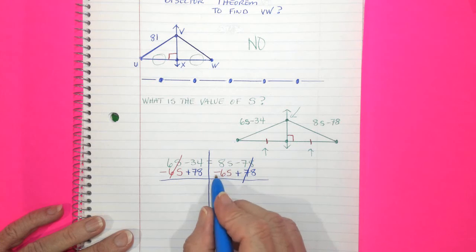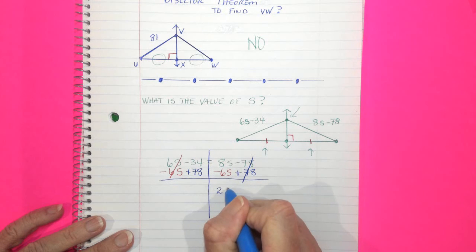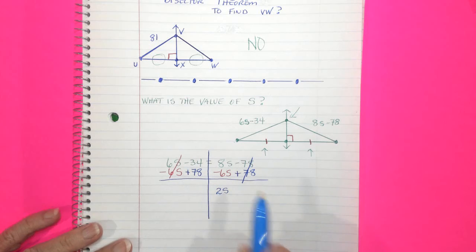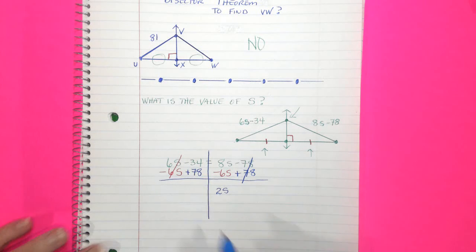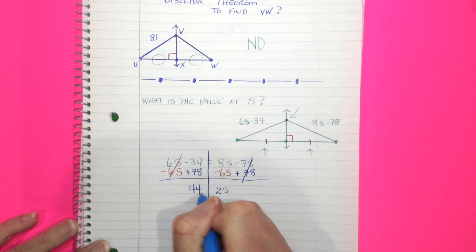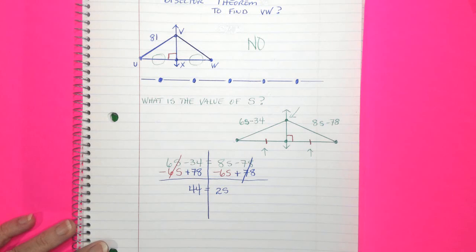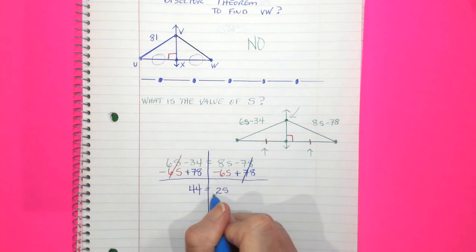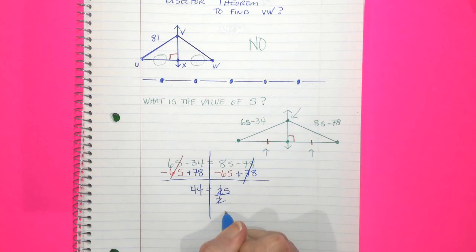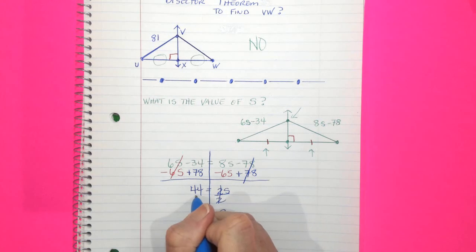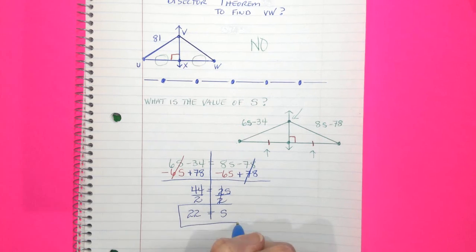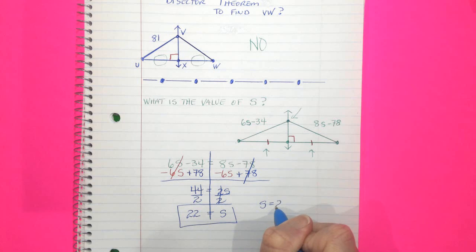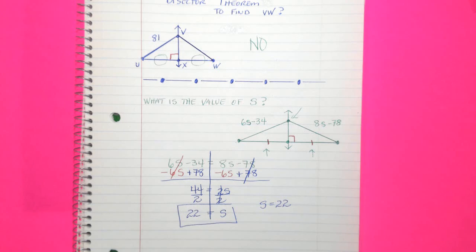8s minus 6s will give you 2s. Let's see, we have minus 34 and plus 78. That's going to leave us with 44 equals 2s. We still need s by itself, so dividing by 2 gives us s alone. We do that to one side of the equal sign, we have to do the other. And now we know that s equals 22. That gives you some examples of how to work perpendicular bisector problems.